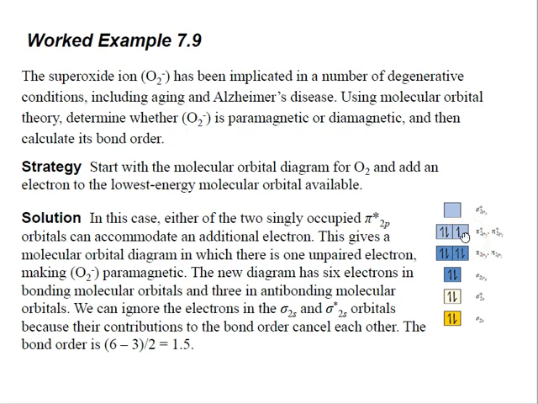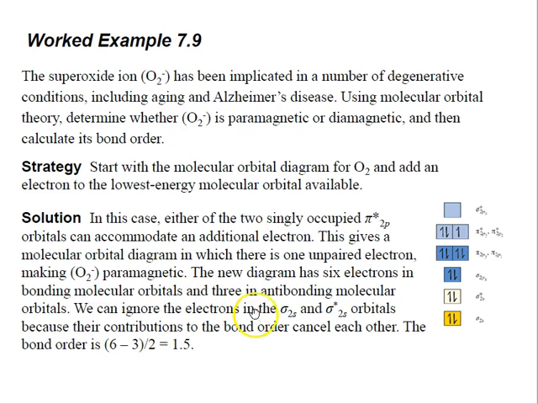This gives a molecular orbital diagram in which there is one unpaired electron, making our superoxide ion paramagnetic, kind of going back to diamagnetic versus paramagnetic trends. The new diagram has 6 electrons in the bonding molecular orbitals and 3 in antibonding. So one thing to mention with this, the ones without the stars are bonding, and the ones with the stars are antibonding. And then you can subtract from one another and divide by 2 to get bond order.